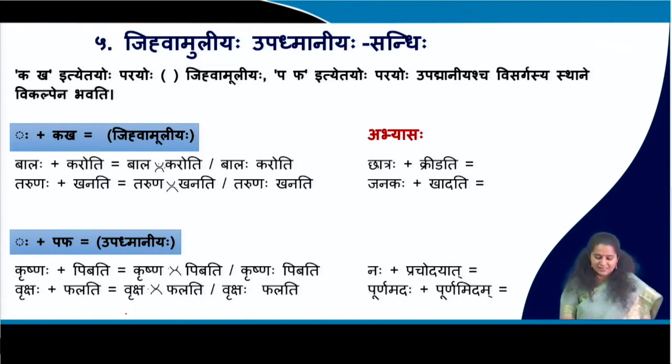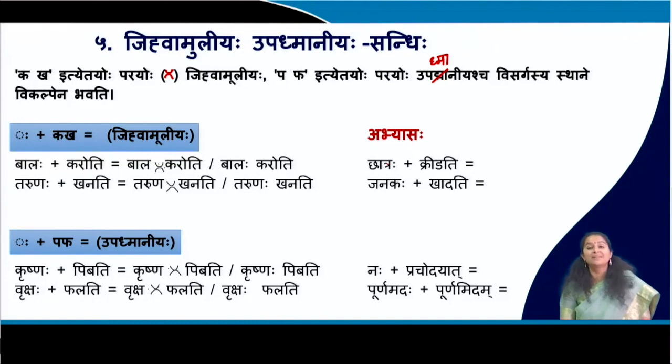Antimaha atra prakaraha visarga sandhehe. So the last type of visarga sandhi rule that we have here is jihva mulyaha upadmaniyaha sandhihi. What is it saying? Ka kha ityetayoho parayoho. This is represented like that. Jihva mulyaha pa pha ityayoho parayoho upadmaniyaha. Upadmaniyascha visargasya sthane vikalpena bhavati. So what are they saying? That if you have a visarga followed by a ka or kha or pa or pha, there is a difference that happens. So jihva mulya is when you do balakaha karoti becomes balaka karoti. It's in the throat. Or balakaha balaha karoti. So the second one is tarunaha khanati becomes tarunak khanati or tarunaha khanati.